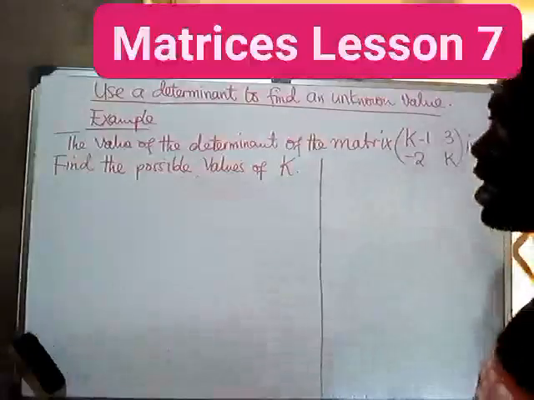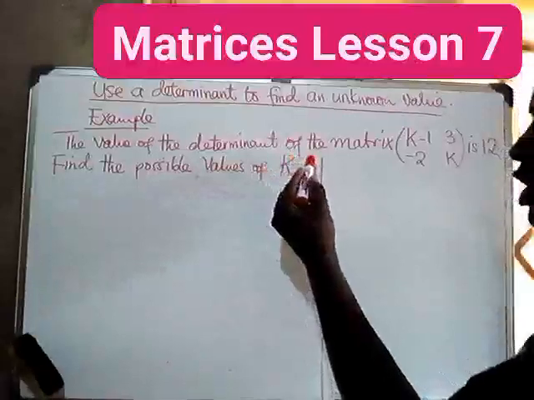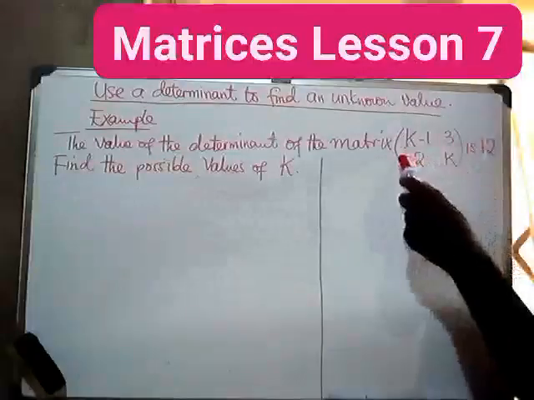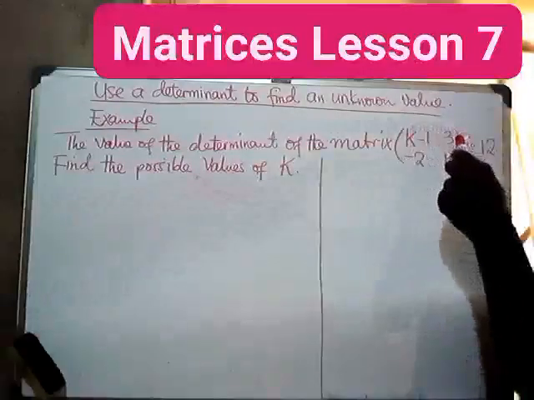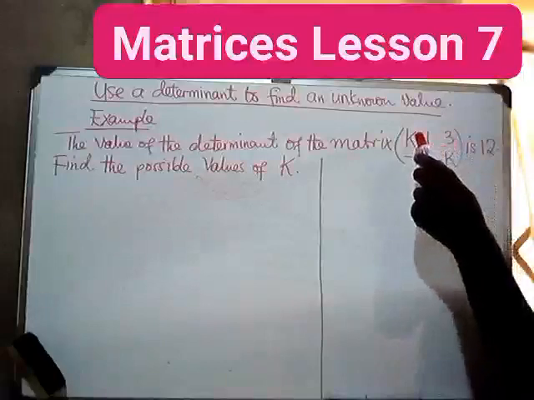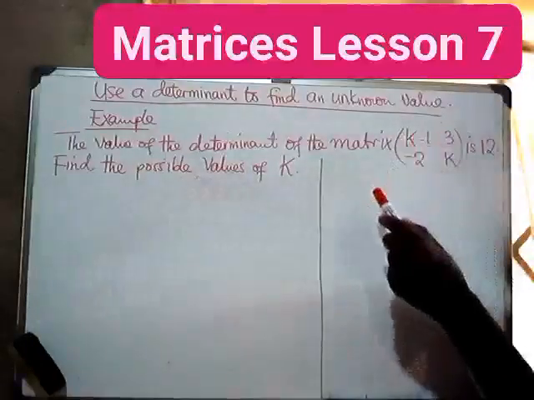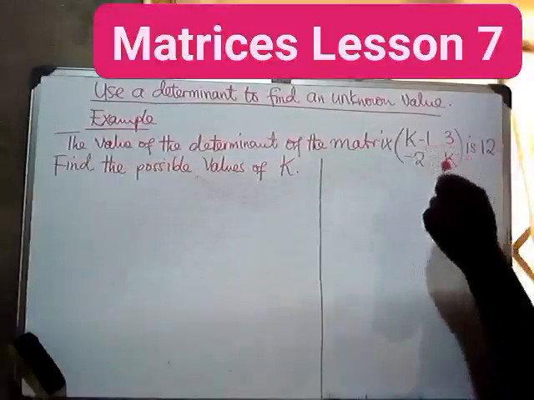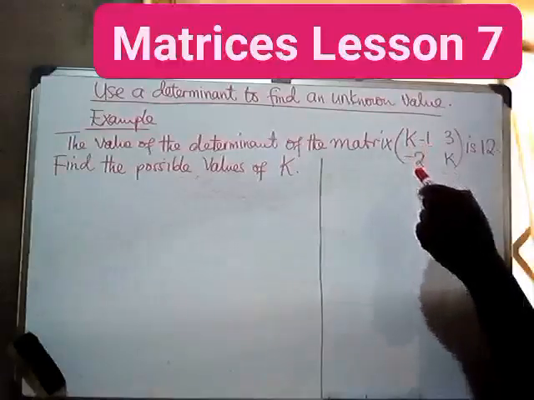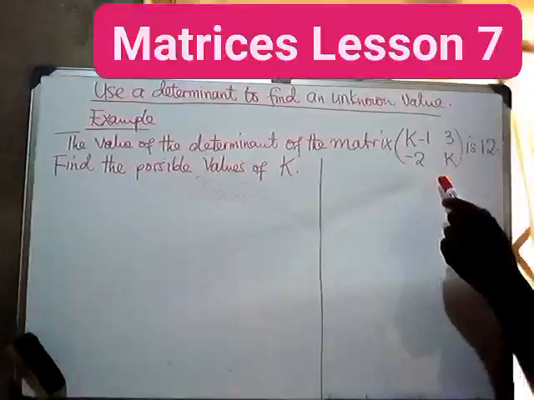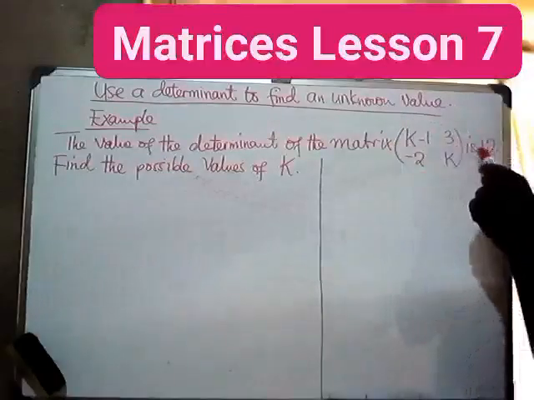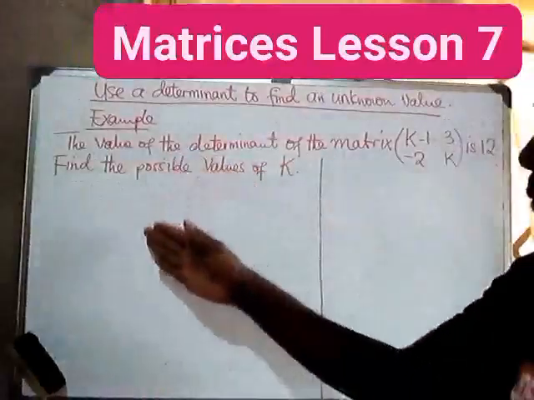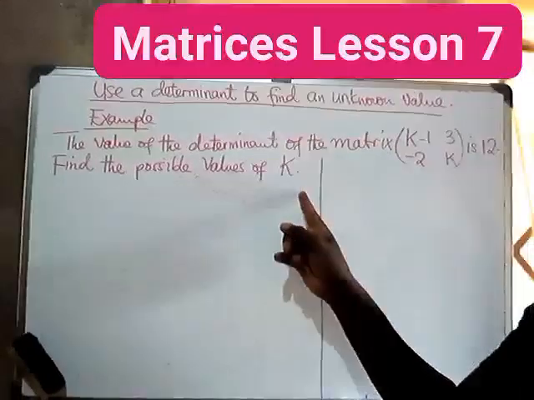So the example is saying the value of the determinant of the matrix. This is the matrix. This is the first row. This is the second row. The elements in the first row are k minus 1, this is the first element, and the second element is 3. The elements in the second row are -2 and k. So the determinant of this matrix is 12. The question is, find the value or the possible values of k.